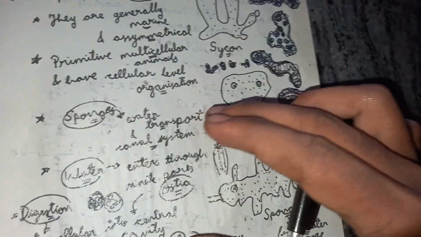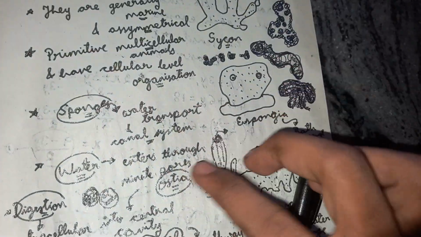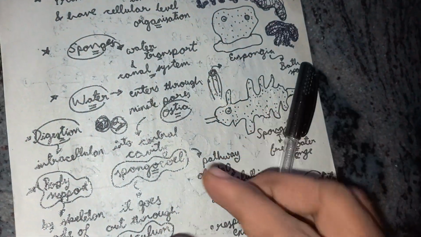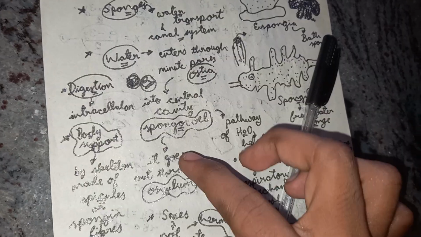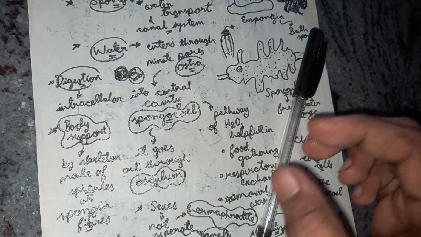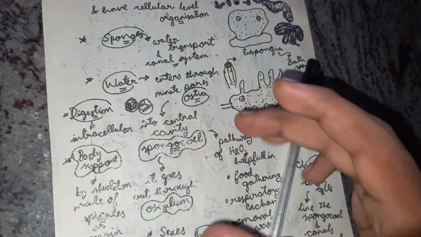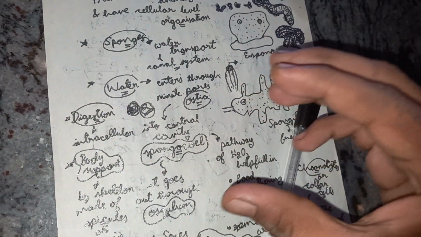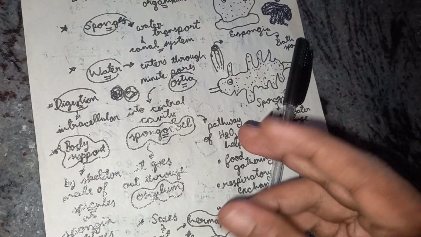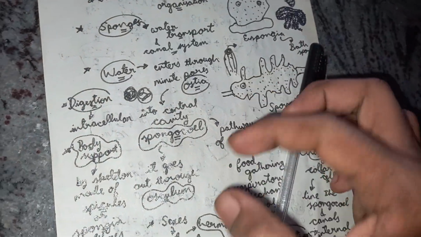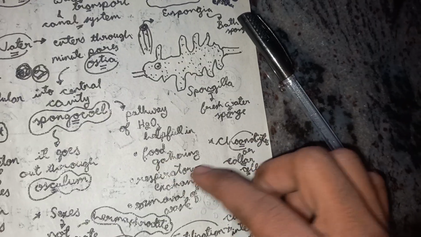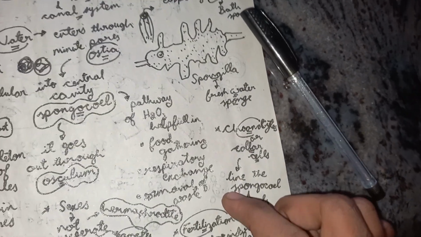Here water enters through minute pores all over the body into a single central cavity, which is known as the spongiocele, and it goes out through the single outer opening, which is the osculum. This is the water transport system of the sponges. Water enters through the small pores, the ostia, travels through the single canal, the spongiocele, and goes out through the big opening, the osculum. This pathway of water is helpful in food gathering, respiratory exchange, and removal of waste.